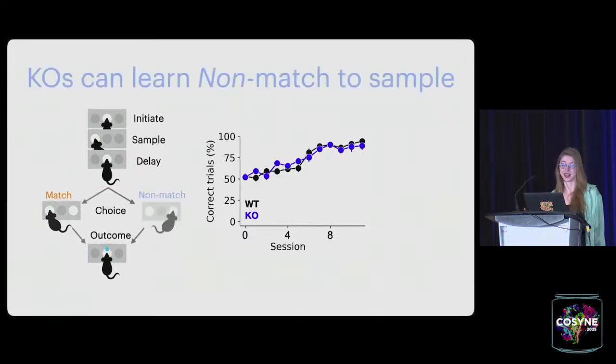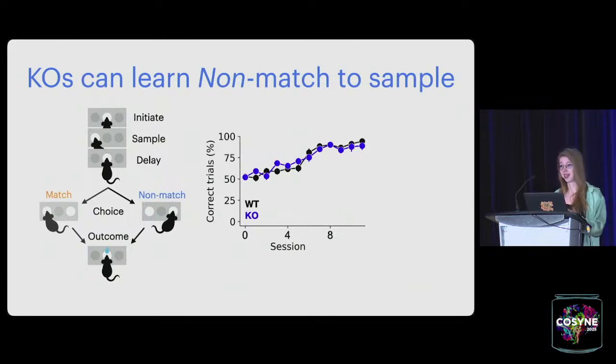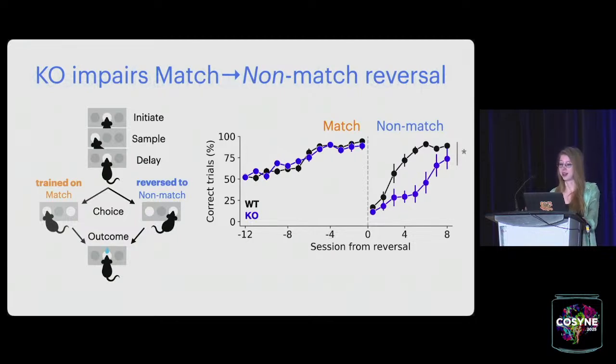Another version of the task is a non-matched sample, where all of the task stimuli are the same, but the rewarded action is inverted between the trial types. So a left sample would mean the right port is rewarded. And knockout mice can learn this task as well, even when we increase the sample locations to 5 different ports. However, if we train mice on match to position, and then change the task rule from match to non-match and continue to train the same mice on the new rule, we find that knockout mice take twice as long as wild types to reestablish criterion level performance on this reverse task.